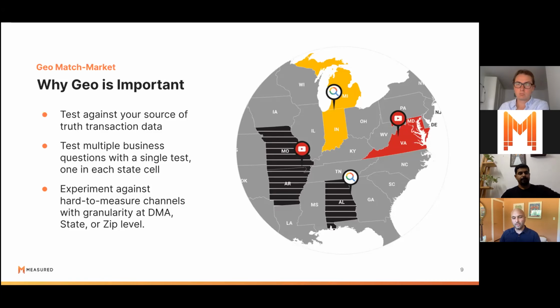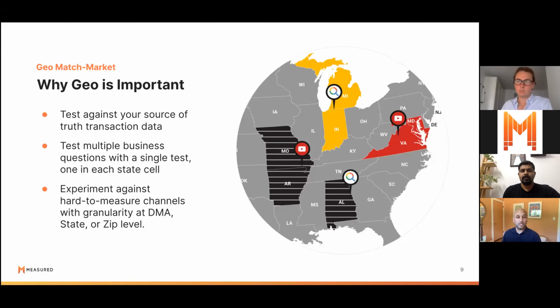This is really important because it frees us from the reality of needing to base our measurement on the tracking of a particular user. Instead, we're able to use the levers of deploying or withholding media in a particular geography and then tracking the transactions, or whatever other conversion you'd like to use, to measure from that geography to determine the impact of the media.